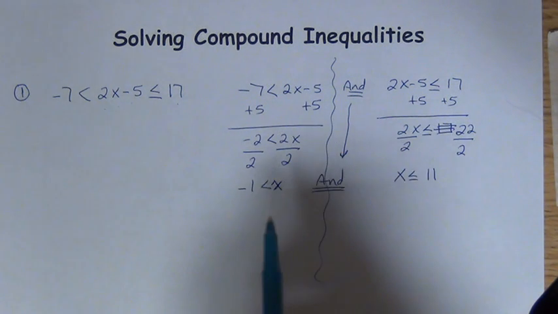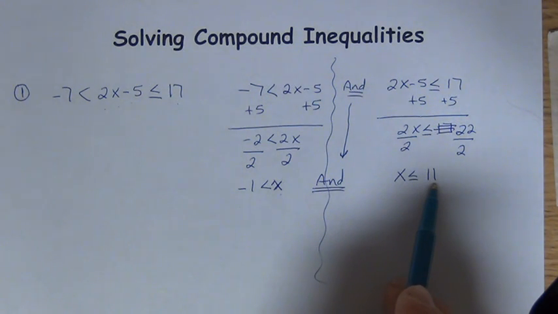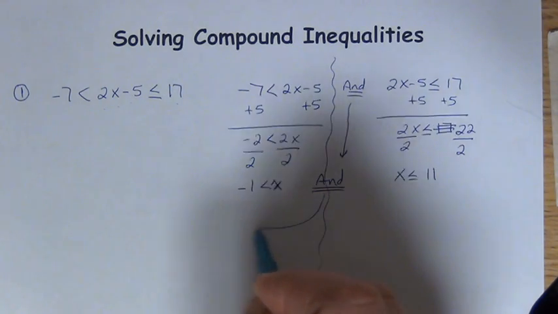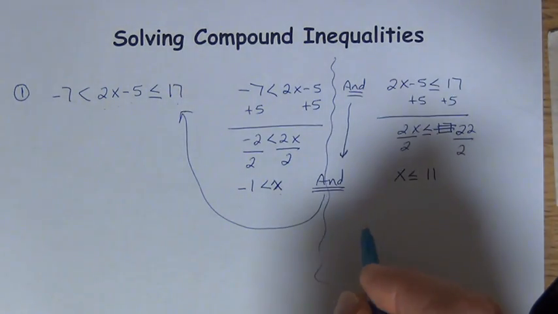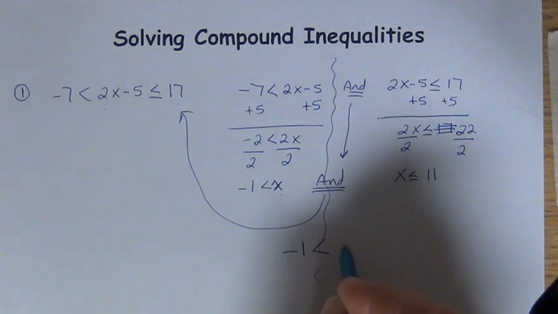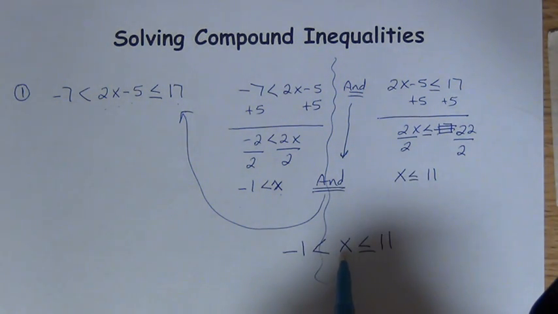So really, I can read this as negative 1 is less than x, and x is less than or equal to 11. Written as a compound inequality, so if I want to write it like this again, I would simply write that negative 1 is less than x is less than or equal to 11. Or simply that x is in between 11 and negative 1.